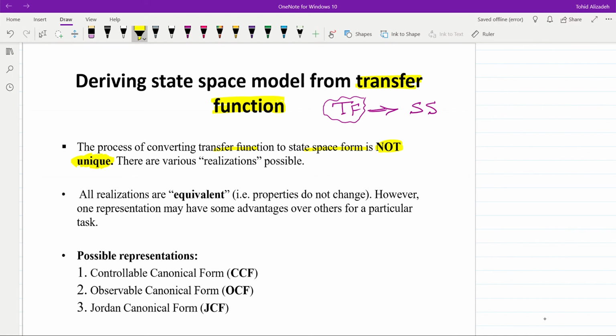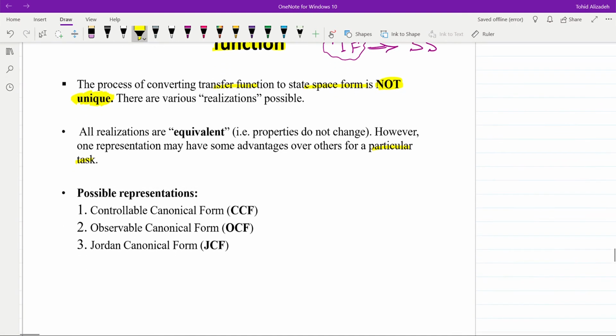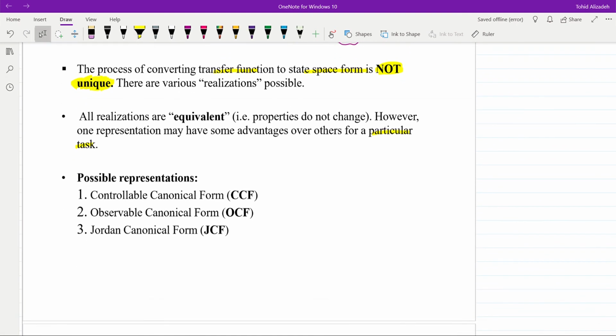So there are various realizations possible, but all these realizations are equivalent in terms of the properties of the system. However, one representation might be better when we want to perform a particular task. For example, when we want to design a controller, or when we want to design an observer, as we will see later, or when we want to analyze the behavior of the system. So depending on the situation, we might prefer one of the representations, but keep in mind that they are equivalent to each other because they all are representing the same system.